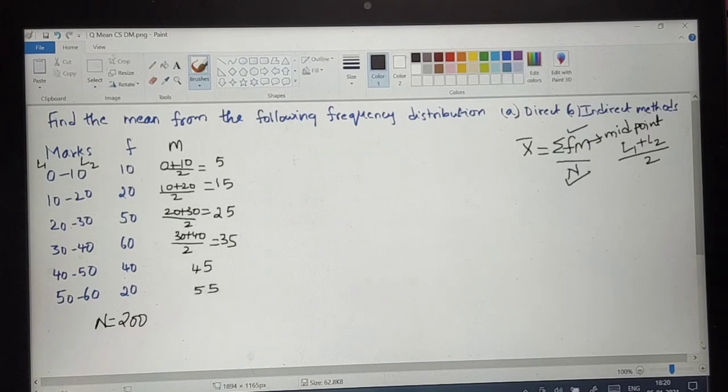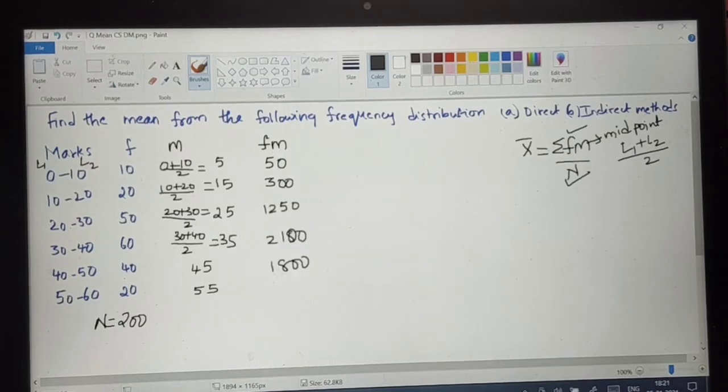Now as per our formula, we are supposed to multiply frequency and midpoint. So the first one, 10 5s are 50, and 20 into 15, which is 300, and let me write rest of the values. And the last value, 20 into 55, which is 1100. So we are supposed to find out sum of FM column, which will amount to 6600. Now let's substitute the values.